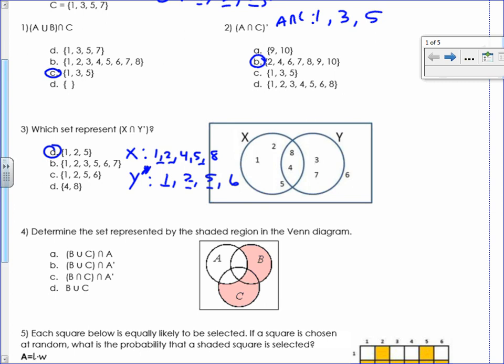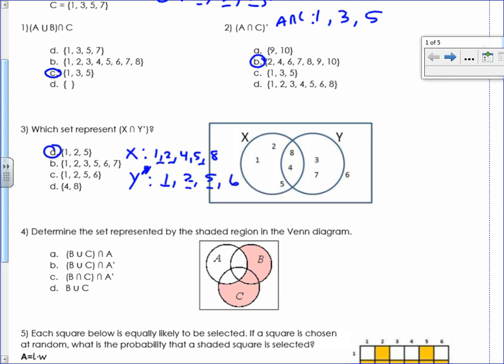But then if the little one is outside the parentheses, it's both of them? If the tick mark was outside the parentheses, we would be asking for what is in the intersection of X and Y. It'd be a totally different question, and the answer would be 4 and 8. So, are there still questions about that? Do we need to clarify why the answer is 1, 2, and 5?